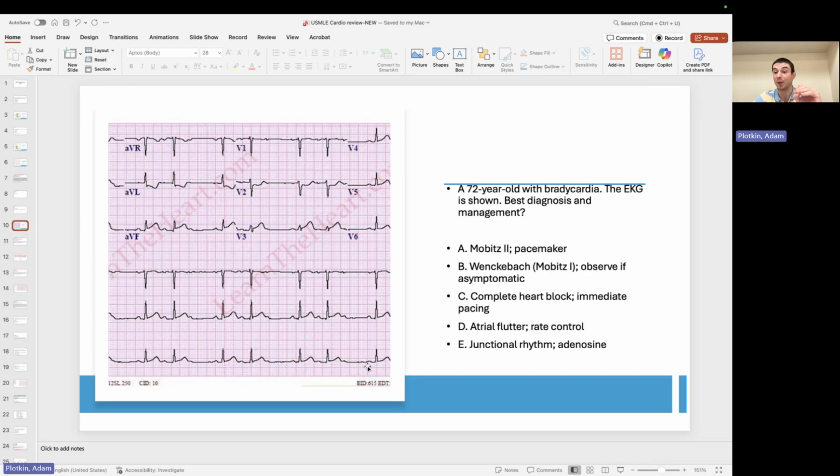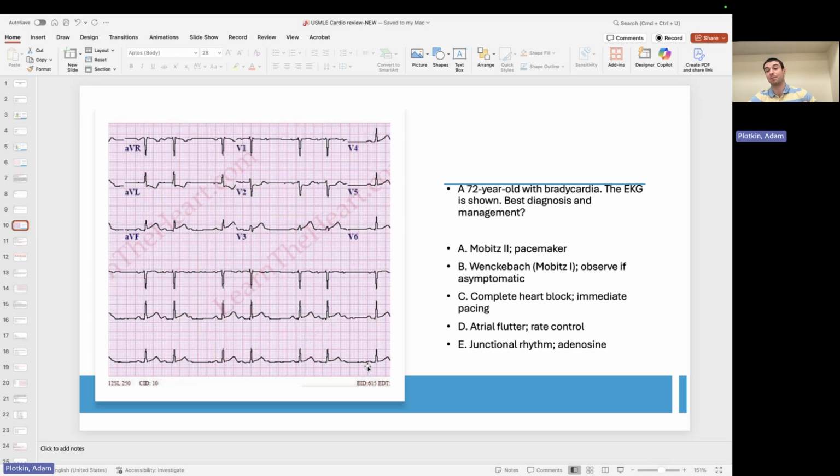Second degree type 1 AV block and first degree AV block, where my PR intervals are just longer, we never drop a beat. Those are usually above the level of the AV node, okay? So we're still able to pick up our bundle of His and continue contractions beyond the block. Those are relatively benign, and we just watch them.